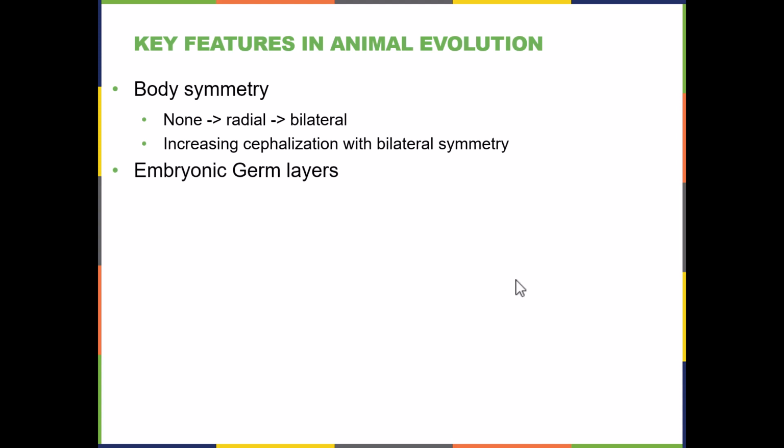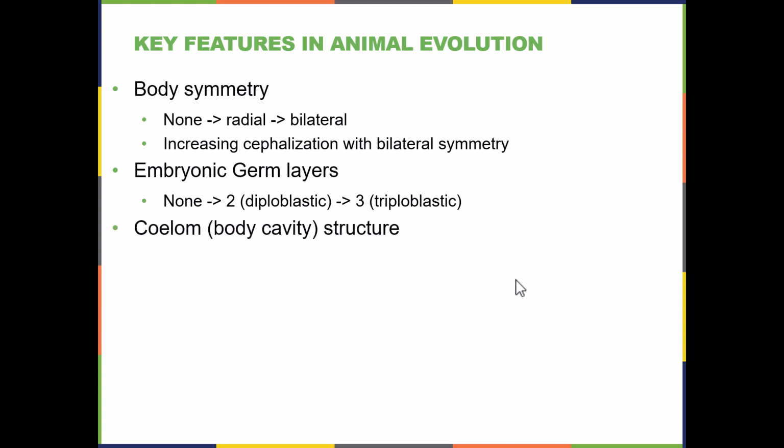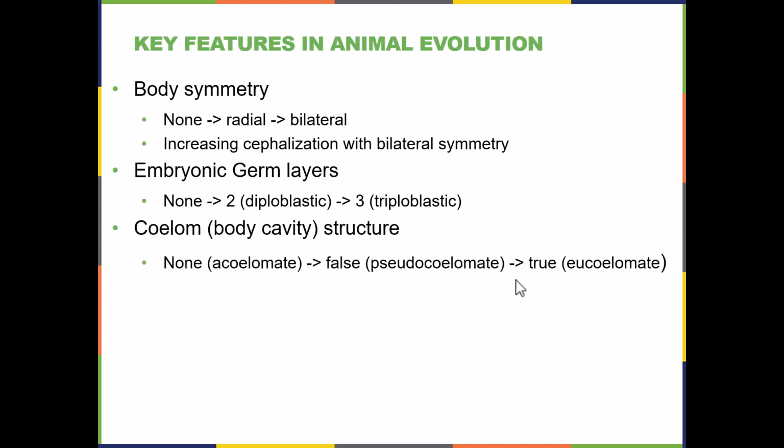We also see major changes in the embryonic germ layers. We start off with organisms with no germ layers, then we have 2 germ layers called diploblastic, and then 3 germ layers, which is called triploblastic. We also see the evolution of a coelom, which is a body cavity. We start off with organisms that have no coelom, acoelomate. Then we get the evolution of a false coelom, pseudocoelomate. And then we get the evolution of a true coelom, the eucoelomates.